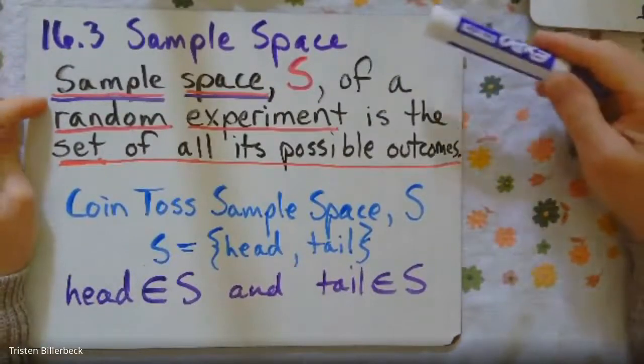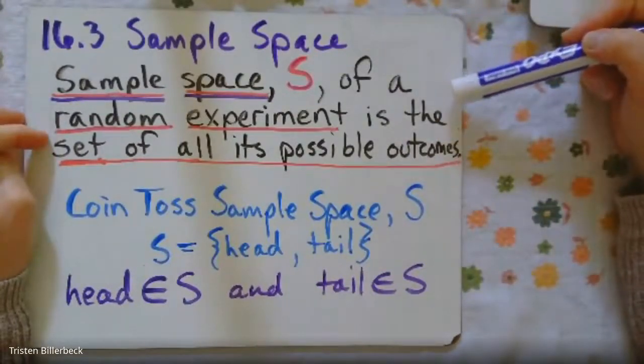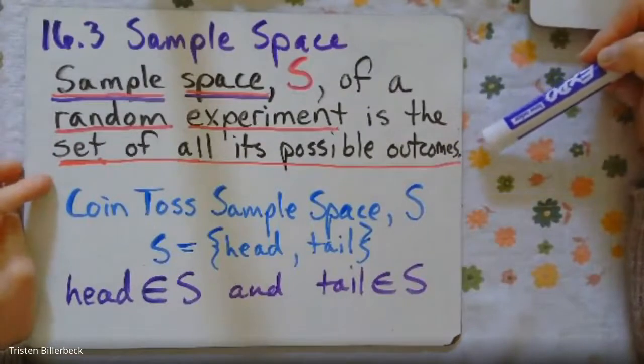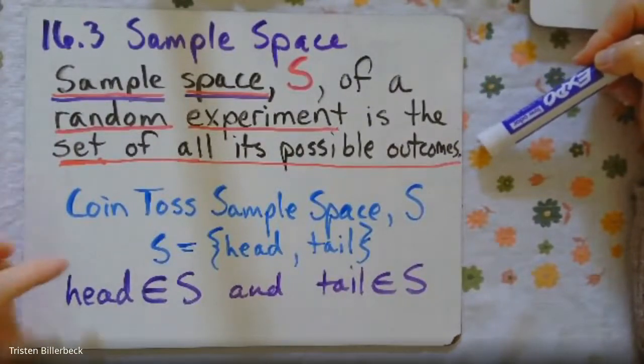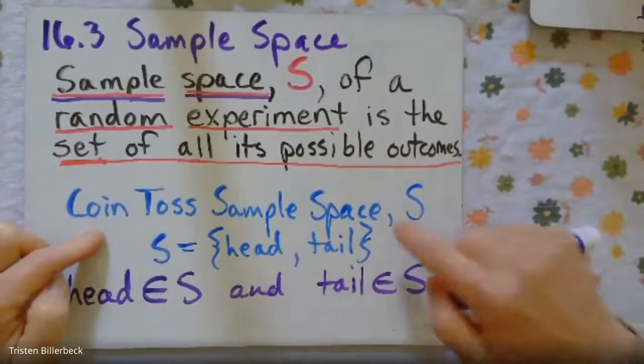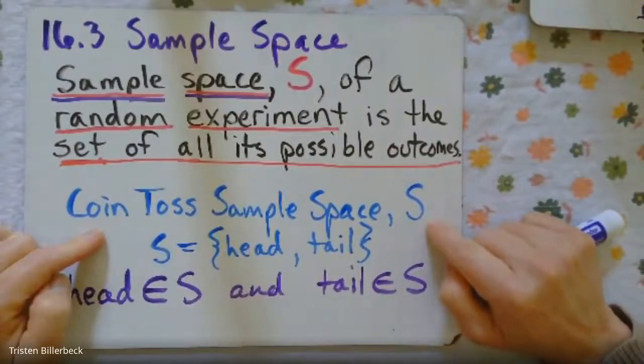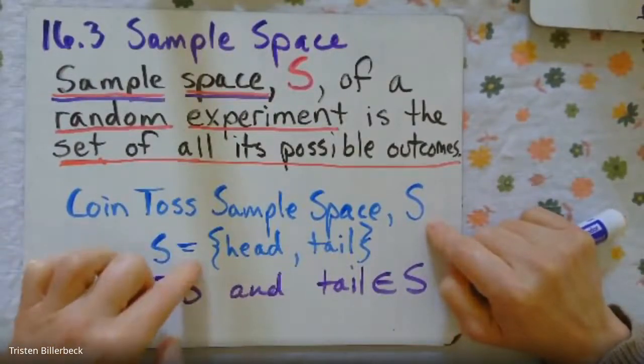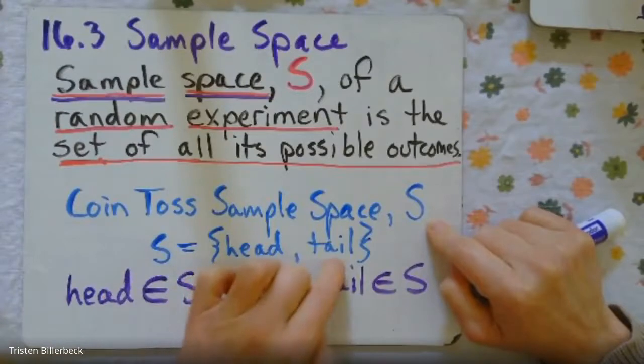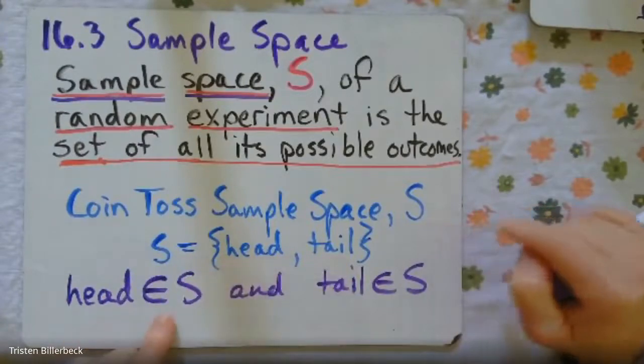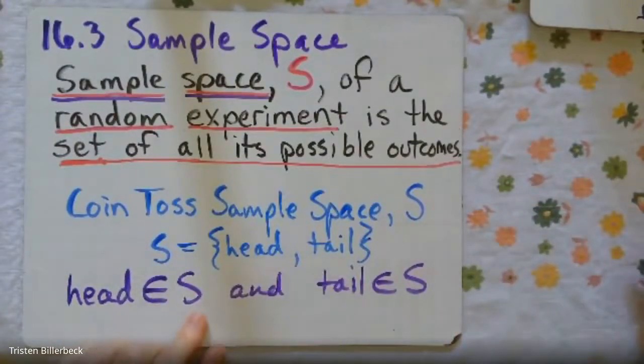So the sample space S of a random experiment is the set of all its possible outcomes. For a coin toss, the sample space, let's call it S, equals head or tail. So head is an element of the sample space S, and tail is an element of the sample space S.